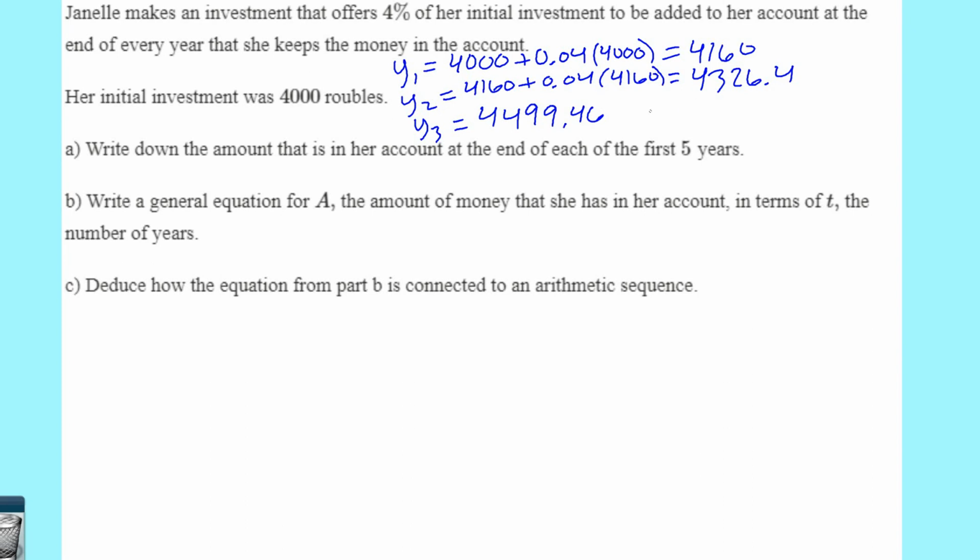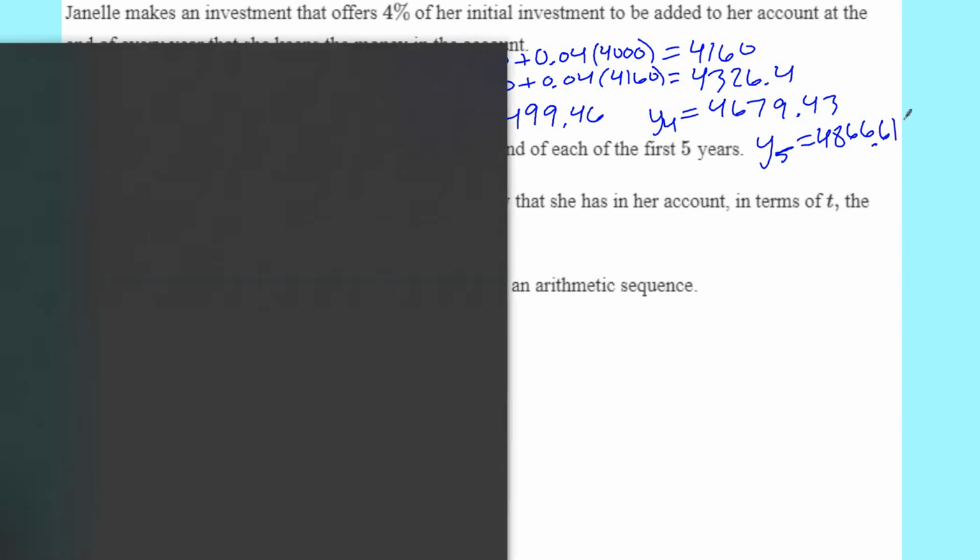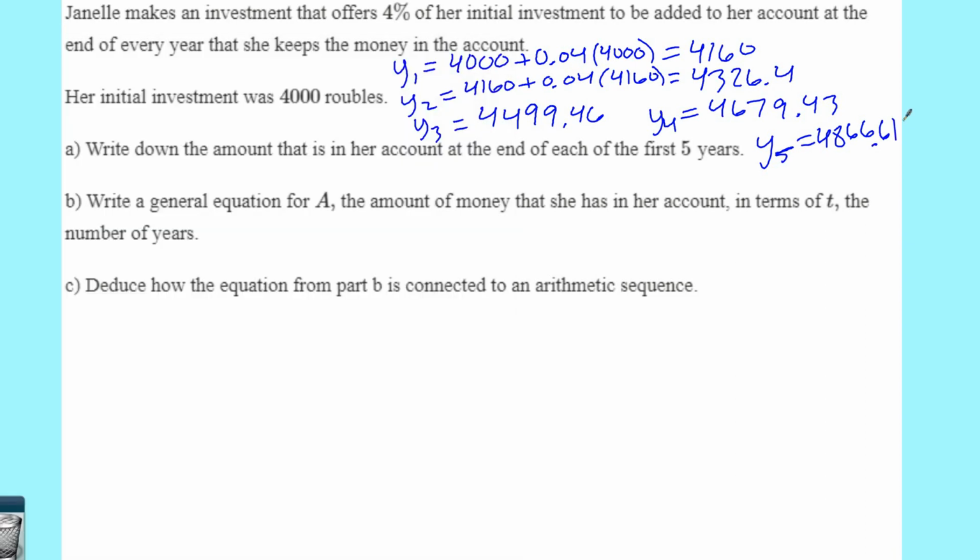Times 1.04. So year 4 is going to be 4,679.43, and year 5 is going to be, ooh, that looks really rough. Year 5 is going to be, sorry, times 1.04, 4,866.61. Okay. So, let's see, write down the amount that's in her account at each of the 5 years.